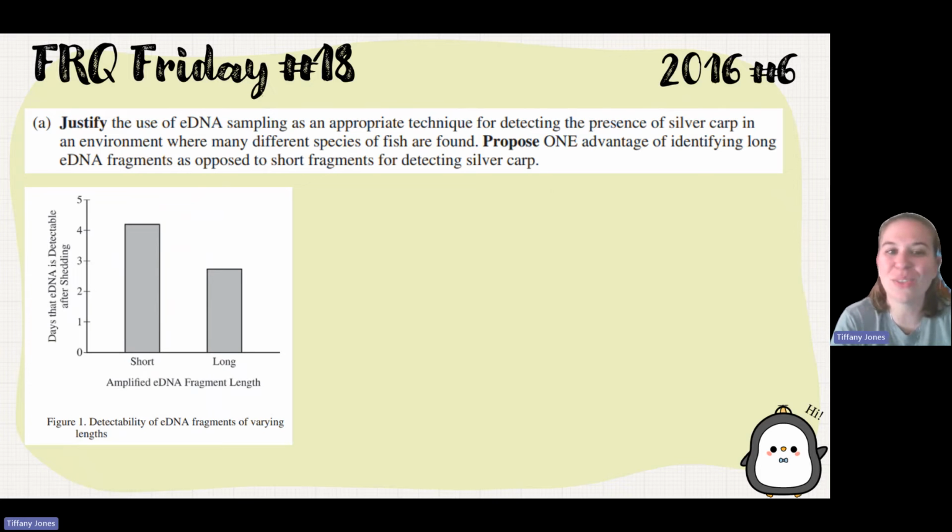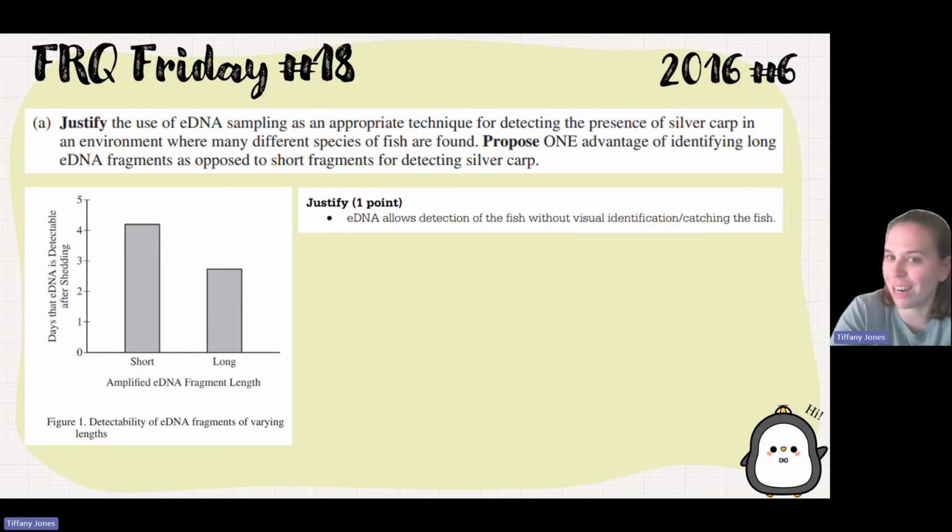So justify the use of eDNA sampling as an appropriate technique for detecting the presence of silver carp in an environment where many fish species are found. Thinking about trying to collect samples, it's a little bit easier to collect a water sample and test for eDNA than it is to actually look for the fish or identify that fish. So eDNA allows for detection of the fish without visual identification or catching of the fish.